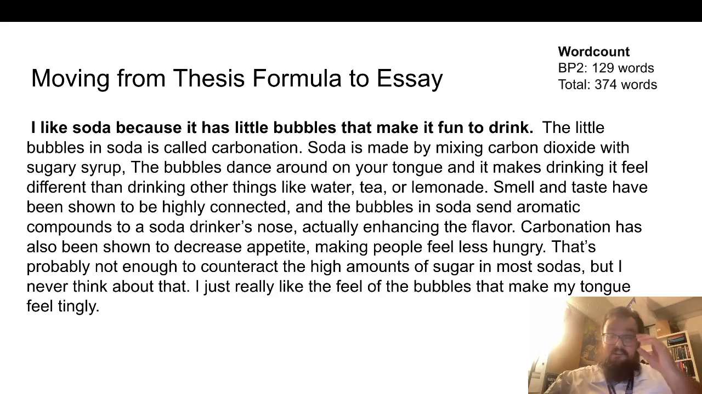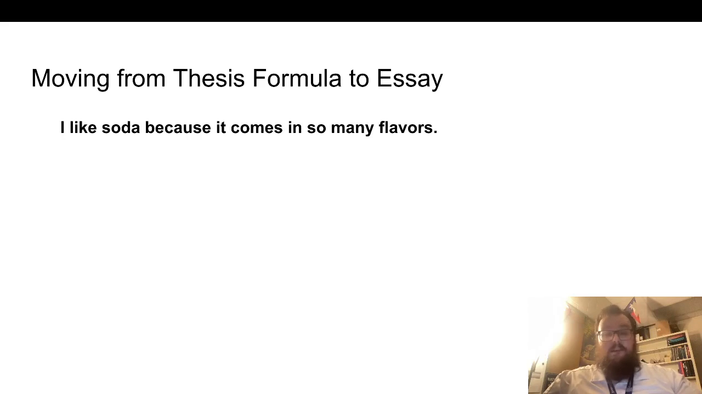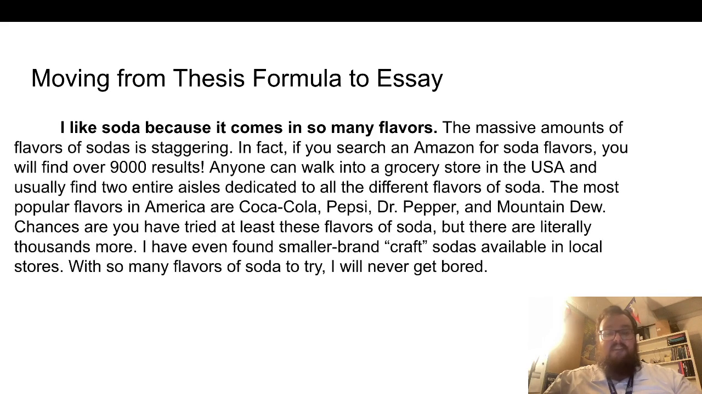All right, so word counter. This paragraph is 129 words, so we're up to 374 words. Here's the final body paragraph. I like soda because it comes in so many flavors. The massive amounts of flavors of sodas is staggering. In fact, if you search on Amazon for soda flavors, you will find over 9,000 results.